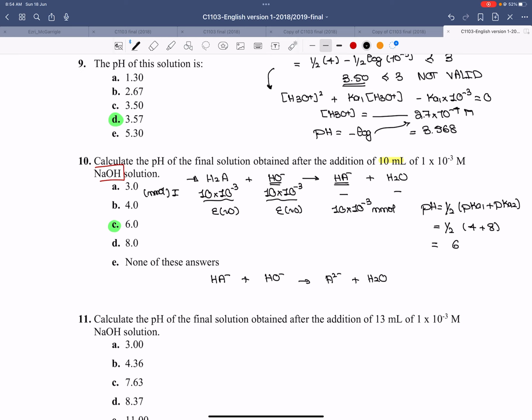In case this is not what you have, and you have an amount left over of HO minus, you move to continue the reaction of this one. And if you need to find the concentration of HA minus, it is the millimole, 10 milliliters times 10 to the negative 3, divided by the total volume, which is 20 milliliters. This is how you find the new concentration in your system.